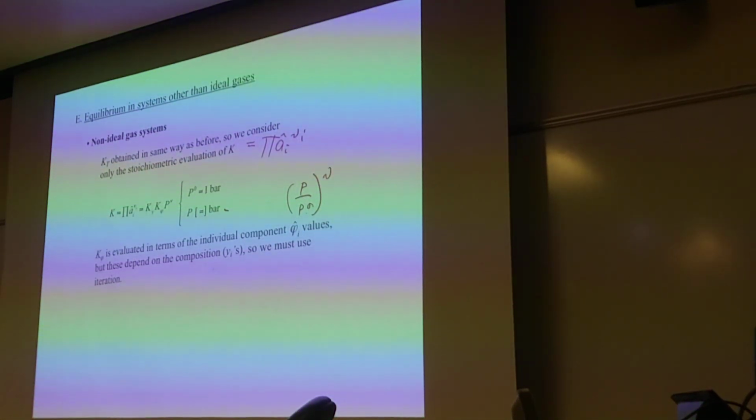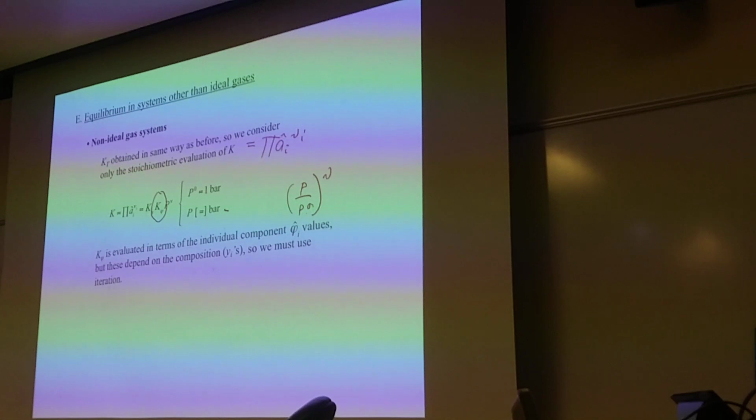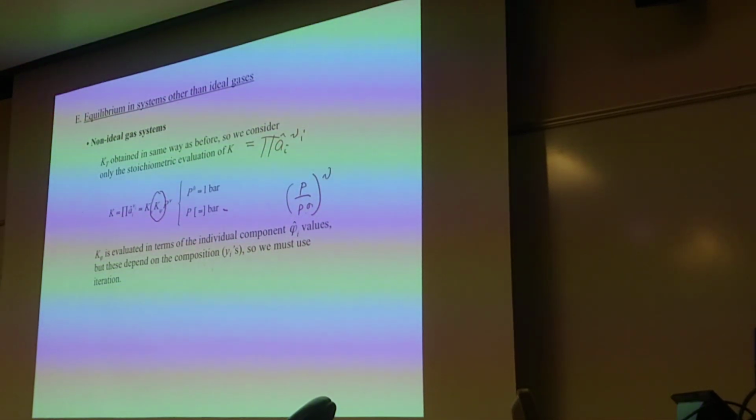So the problem that we've got here is this guy, if I have non-ideal gases. That was just equal to 1 if they were ideal gases, because all the fugacity coefficients themselves would just be those corresponding to ideal gases. So let's note what we've got here. K phi is evaluated in terms of the individual component phi values, but these depend on the composition, on the y's, and we don't know them going in. So problems of this type are solved by iteration.